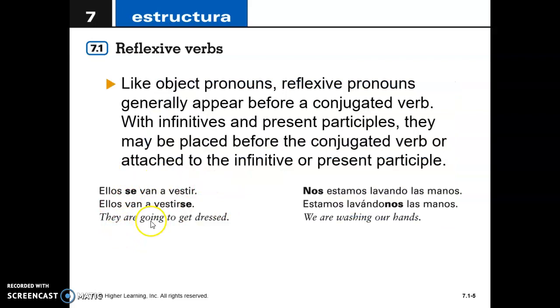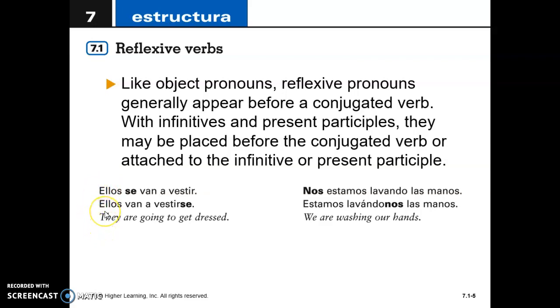So we have some examples in here. Ellos se van a vestir. Now we can also add that at the end. So just remember this is only optional. You can do also that. So please look at the different ways that we can say that. Both of them are correct. I usually recommend using the first one because it's a little bit more evident and easier to follow.